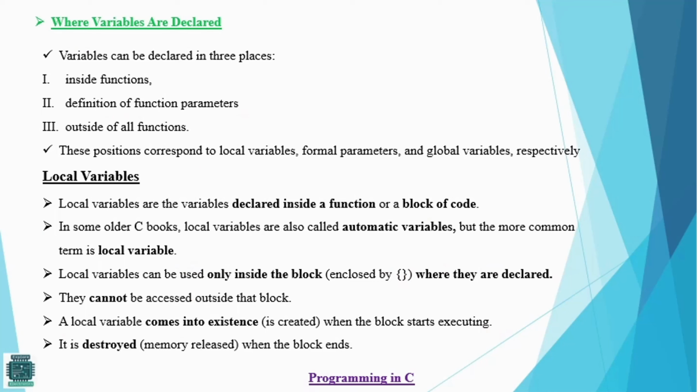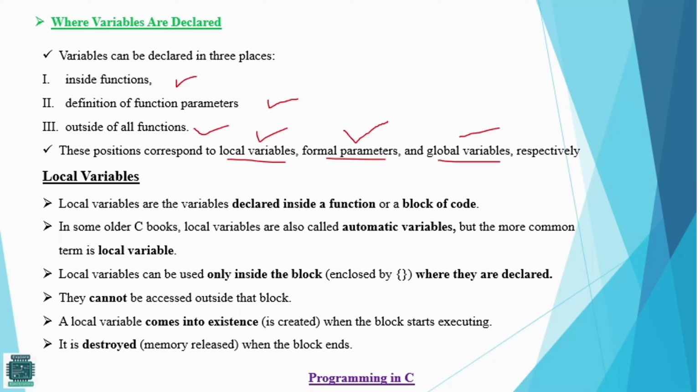Next, where variables are declared. The general declaration of variables we have already seen. But now, in a whole program, variables are declared in three places: inside a function, in the definition of function parameters, and outside of all functions. These positions correspond to local variables, formal parameters, and global variables respectively. Let us see one by one how we will declare local variables, formal parameters, and global variables.